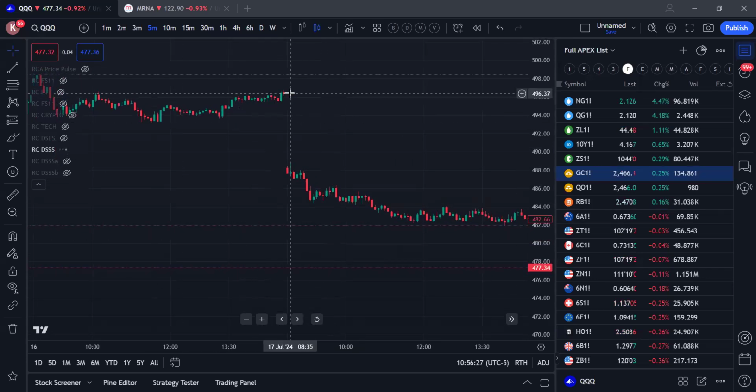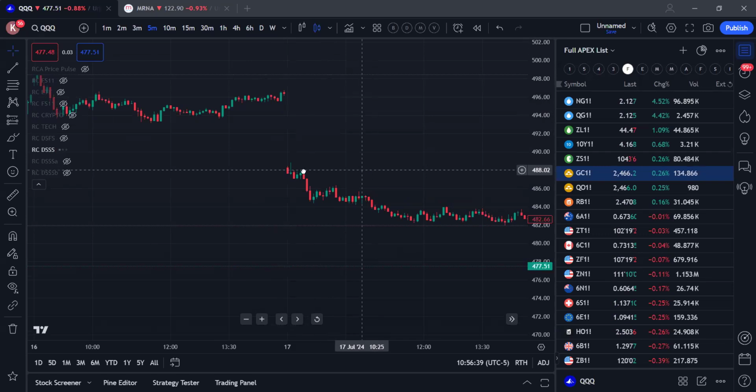so on the 17th the price was here, right? When the 16th market ended, the price was here. On the 17th morning the price, right? There is a lot of gap between your closing price and your opening price.